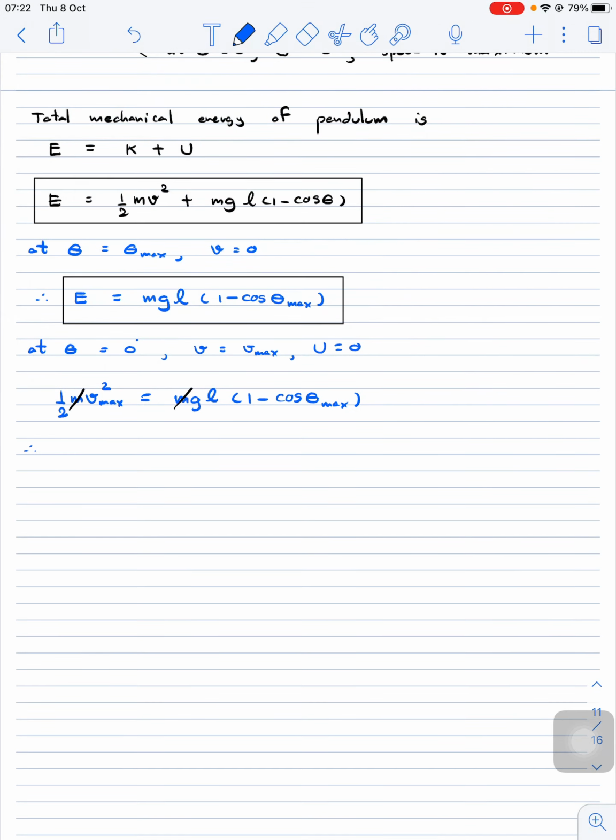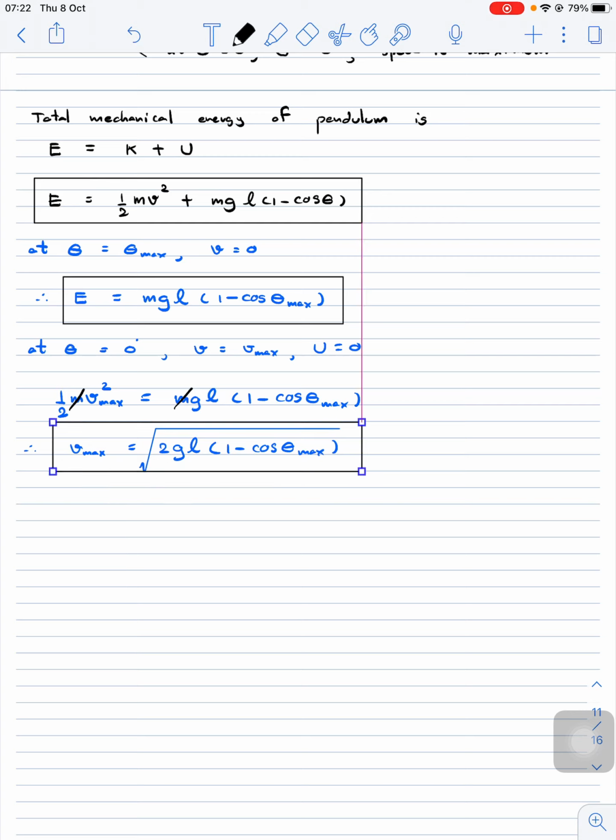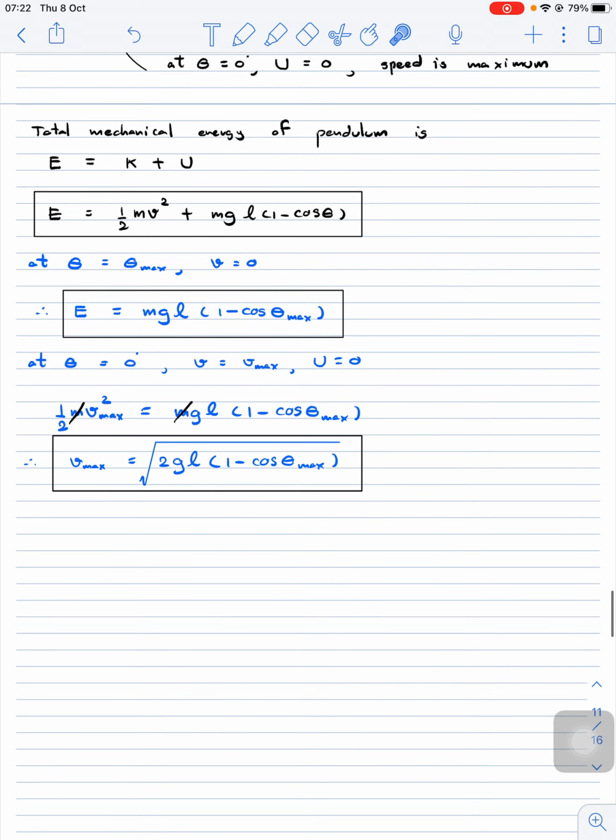Then we can get that the v max in this case is equal to the square root of 2 times g times L times 1 minus cosine theta max, and that's it. So this will be the equation that we can use to solve for the maximum speed, which occurs when theta equals 0, or at the equilibrium position of the system, right? So the v max just depends on theta max.